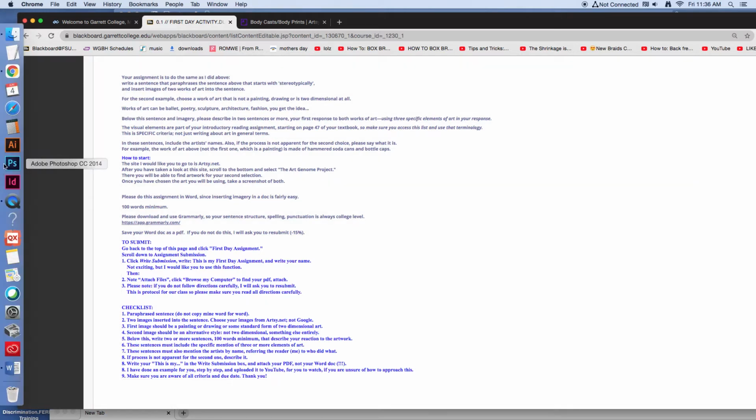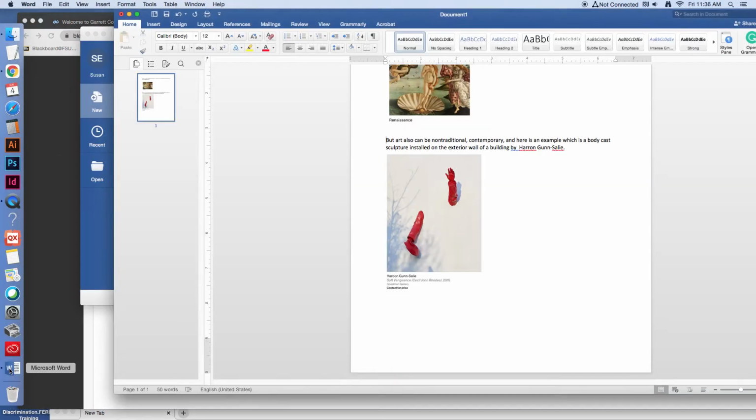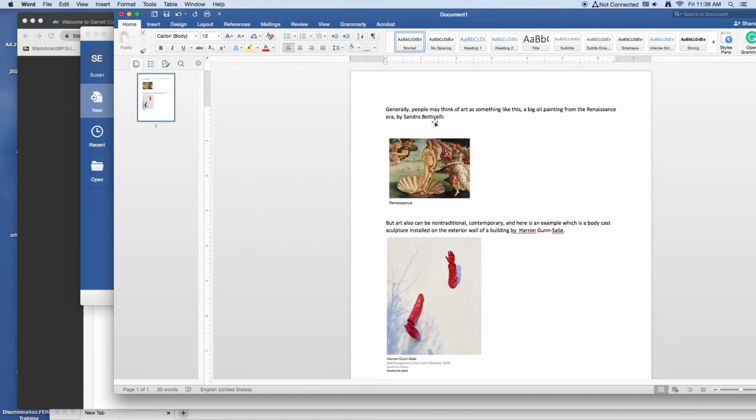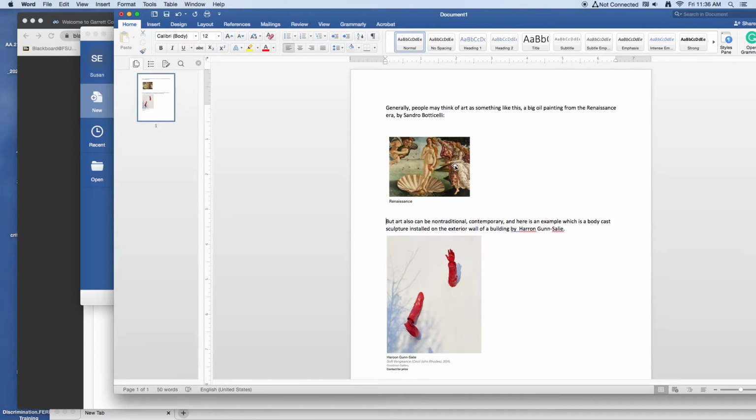Okay, in Microsoft Word, so here we have it. This is what I did. Okay, of course you cannot use my sentence, just saying. You have to write your own, paraphrase it. People may think of art as something like this, a big oil painting from the Renaissance era by Sandro Botticelli. Renaissance era is the 1400s, 1500s, Michelangelo, Da Vinci, all that. Okay, big heavy hitters of art history.